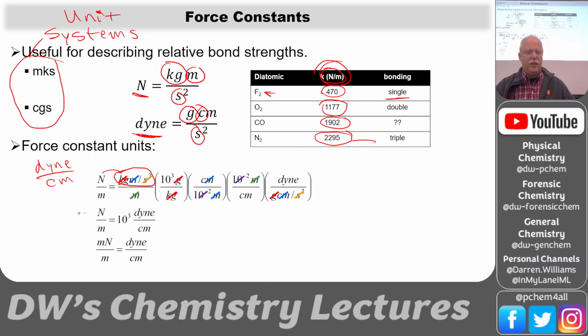I could also move that 10 to the 3 to the other side by saying it's 10 to the minus 3 if I divide both sides by 10 to the 3. And 10 to the minus 3 is a milli. So if you see the force constants given in dynes per centimeter, that's the same as millinewtons per meter. And then you can convert them to newtons per meter very easily.